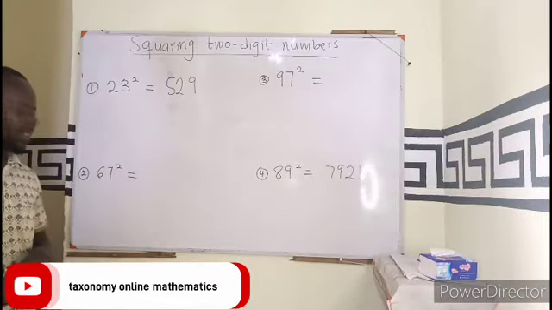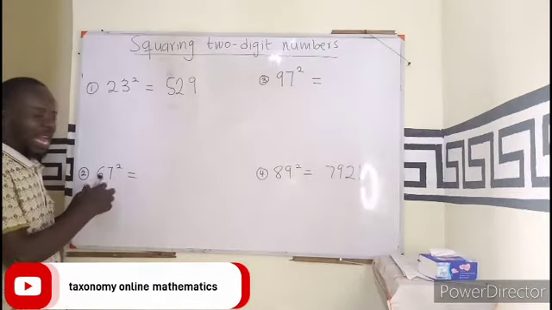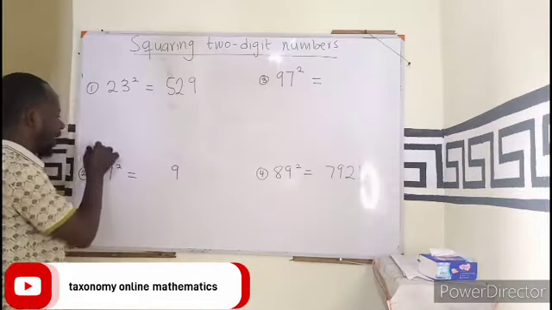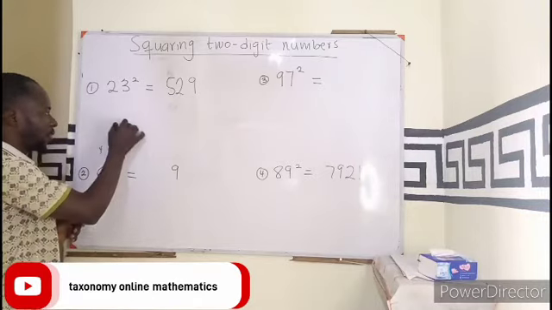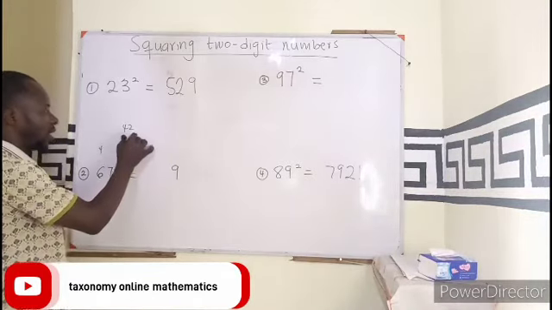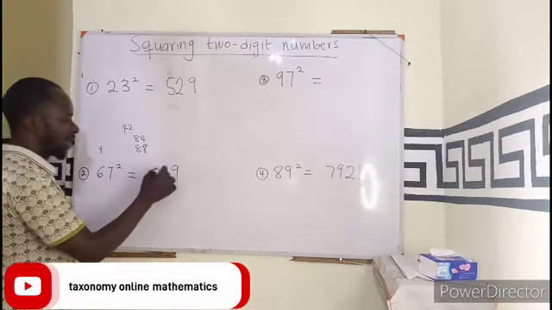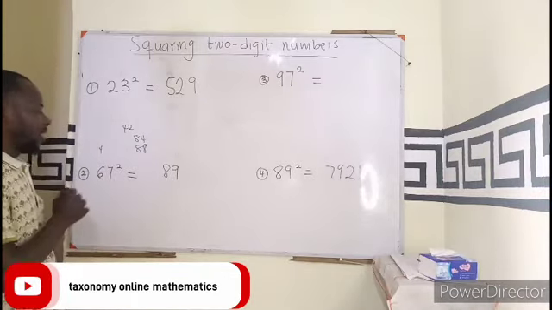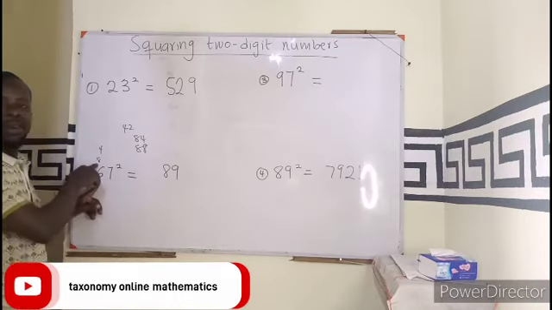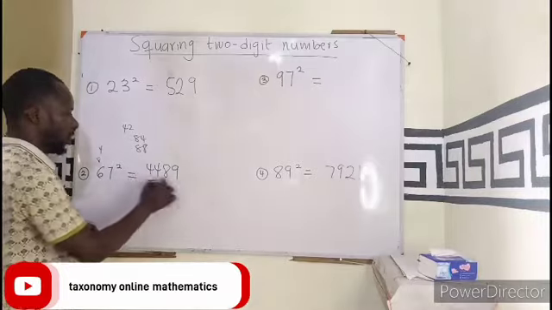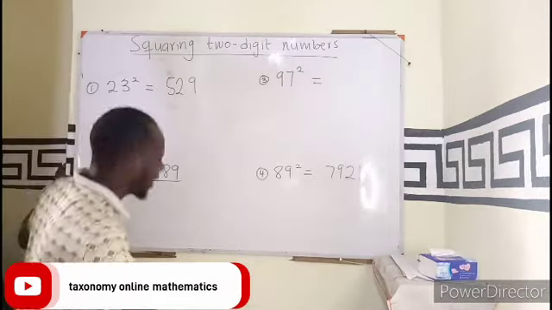Okay, let's take 67. Let me go for the first method. We say that the square of the last number is 49. So I write the 9, carry the 4. What is the product of 6 and 7? I think that is 42. Double of that is 84. Plus our remainder, 88. So I write the last number as 8, carrying the remaining 8. The square of 6, 36. 36 plus 8, I think that is 44. So I get my answer as 4,489. Alright, let's take the second method.